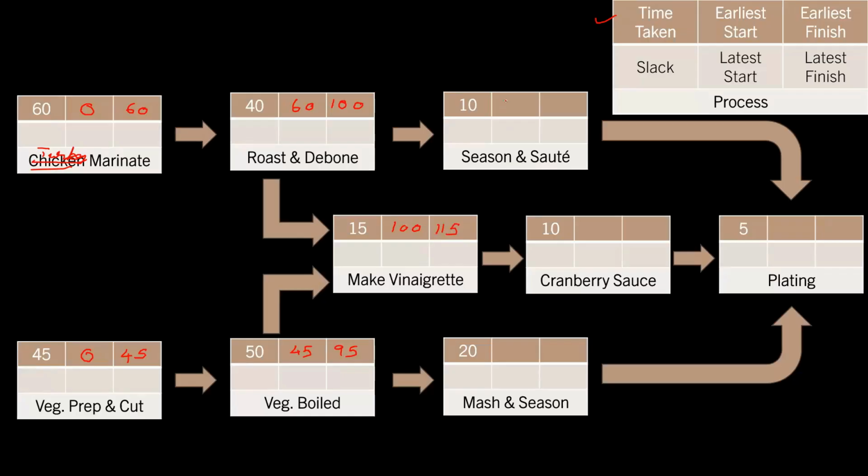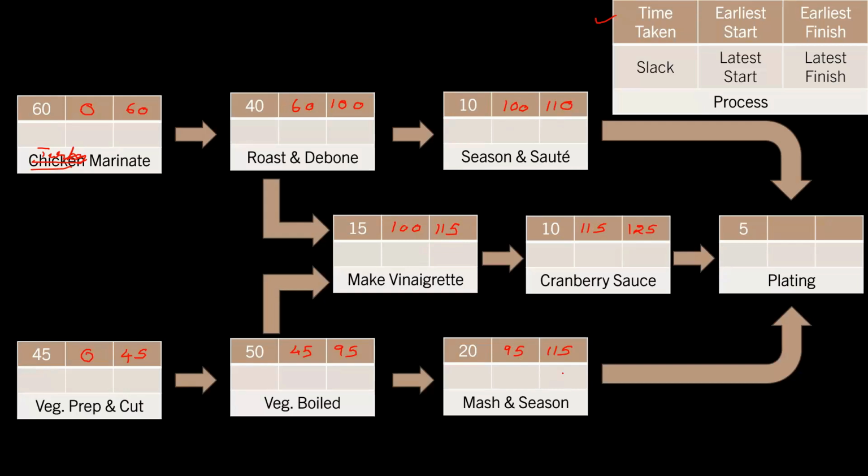This can start earliest at the 100th minute as well, finish in the 110th minute. This can earliest start at the 115th minute and finish earliest at the 125th minute. And this can at the earliest start at the 95th minute and finish at the earliest at 115th minute. Now, finally comes plating. Plating can only start once all the other processes have been done.